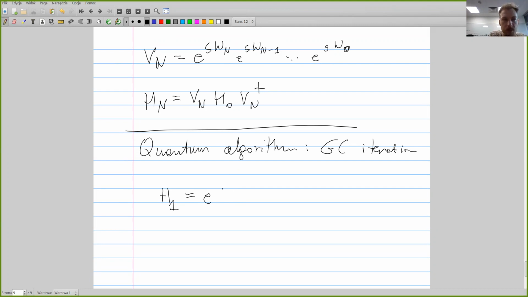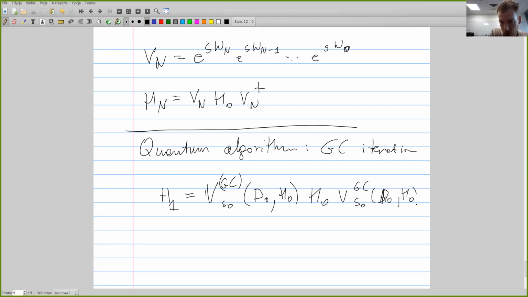So what do we do? Which notation is best? I will do VGC of S0 of the operator D0, and then H0 here. And then I rotate H0 with that, and then VGC S0 of D0, H0. Okay, there we go. And then on one of them, I need to put dagger, but like this, we can fix it by the sign of D0 as well.